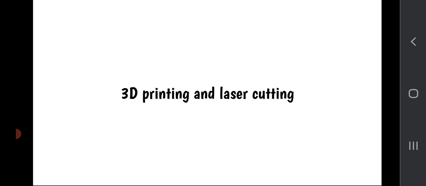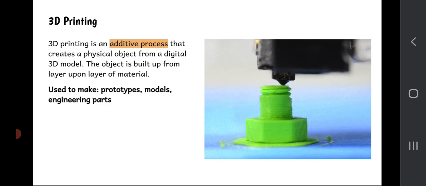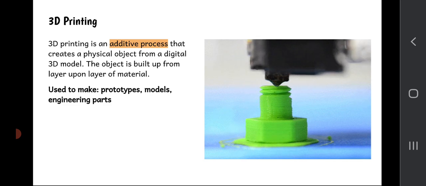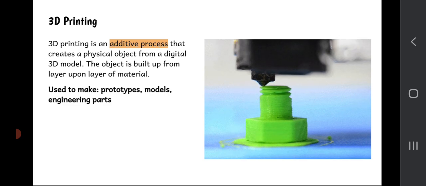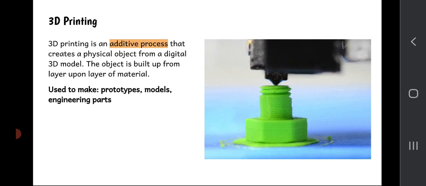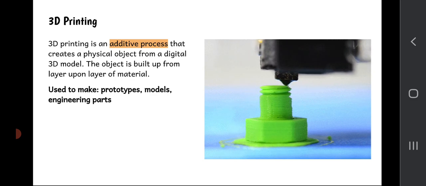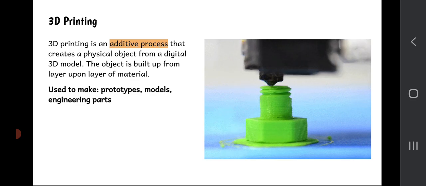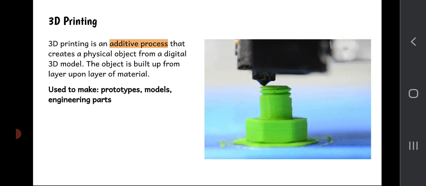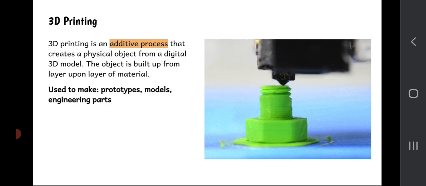So what about 3D printing and laser cutting? Well, 3D printing is an additive process. You can make prototypes and models and engineering parts using 3D printing. You need to start off with a digital CAD model, a 3D CAD model in a computer. You then send that to a 3D printing machine. And the object is then built up layer by layer very slowly using hot plastic or resin or in fact concrete, which can be 3D printed as well. Very little waste with 3D printing.